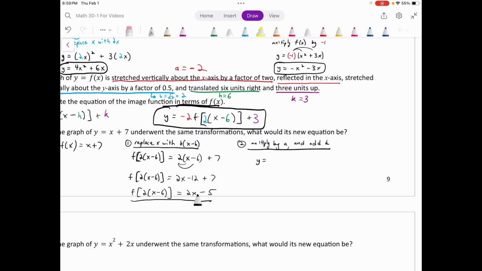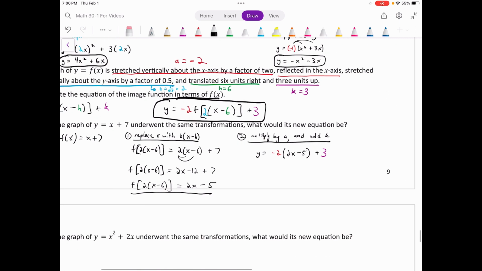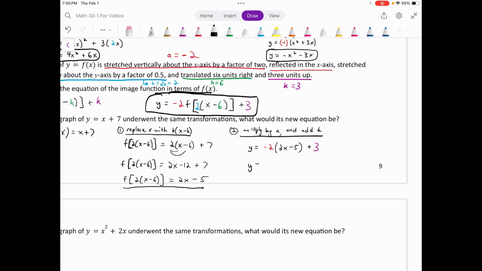We found that f of 2x minus 6 is 2x minus 5. So we're going to multiply that, right? What does it say to do? Take that, multiply it by negative 2. So negative 2 times 2x minus 5, and then plus 3. So the equation of the transformed function, I mean, that's technically it, but we should probably simplify this a bit.